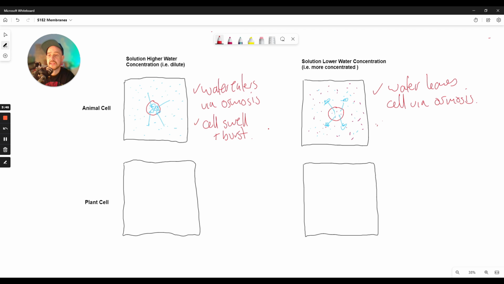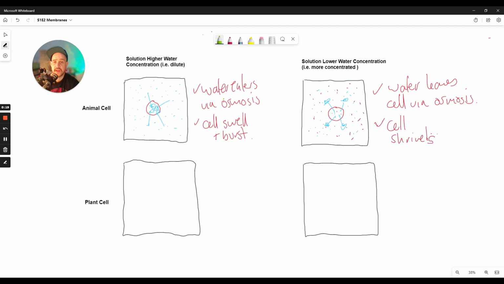Now, it has a term. This is known as being crenated, but in National 5, you're all right. You don't need to know that term. So all you can just say is that the cell shrivels. The cell shrivels. And so that's what happens to the animal cell.